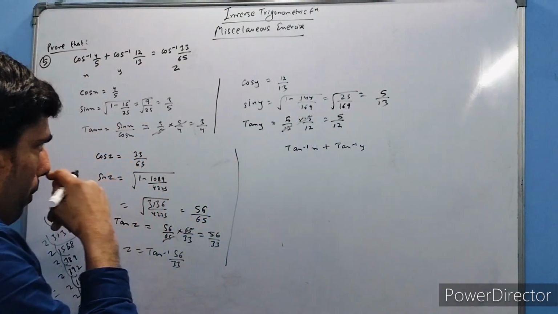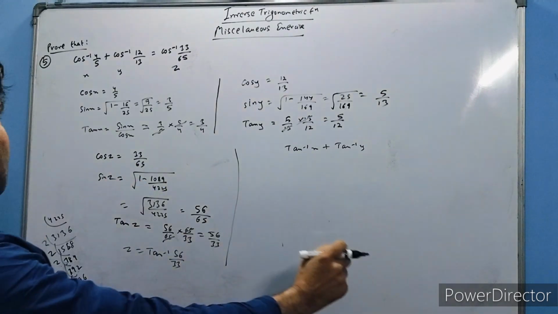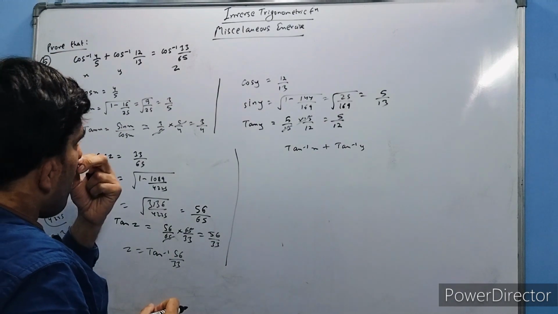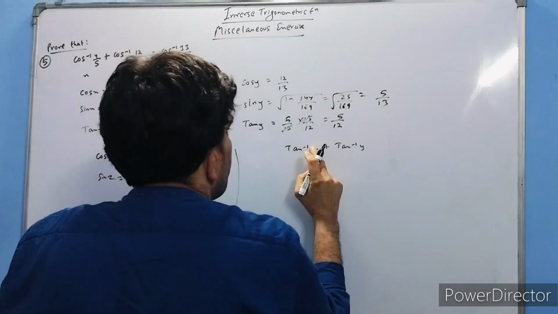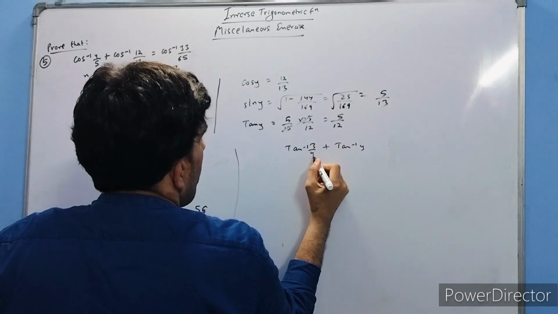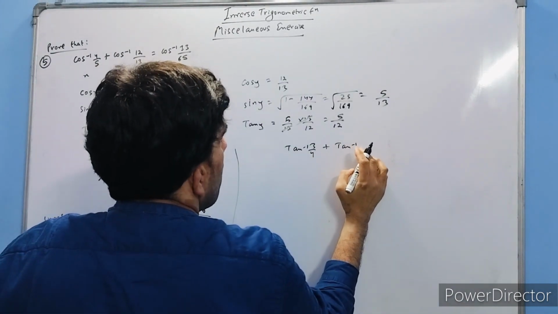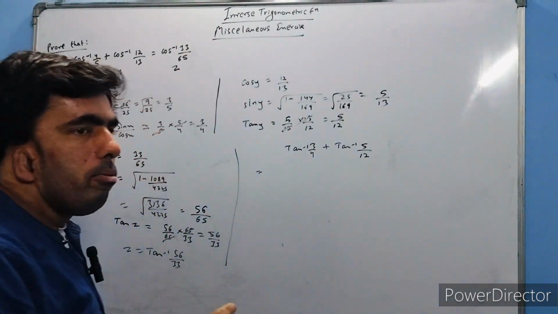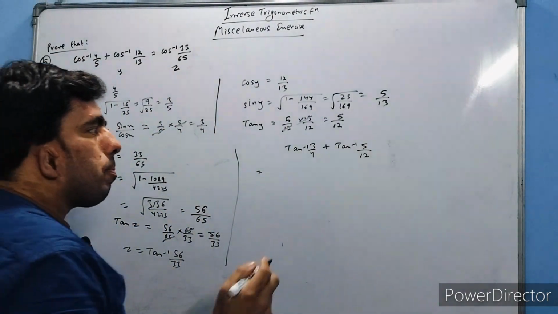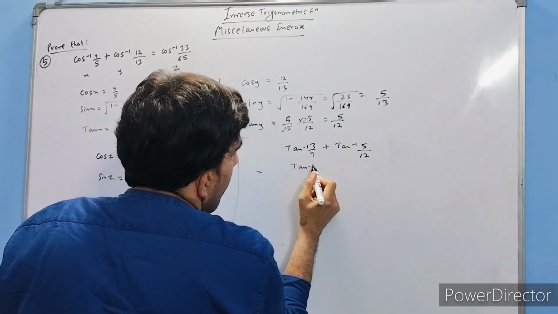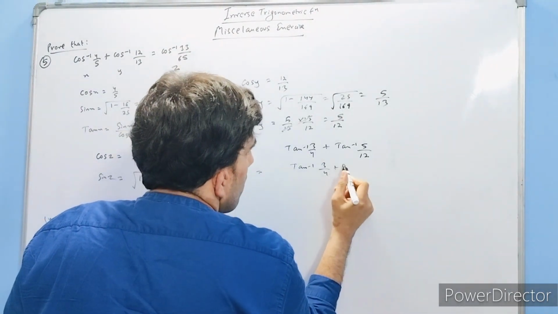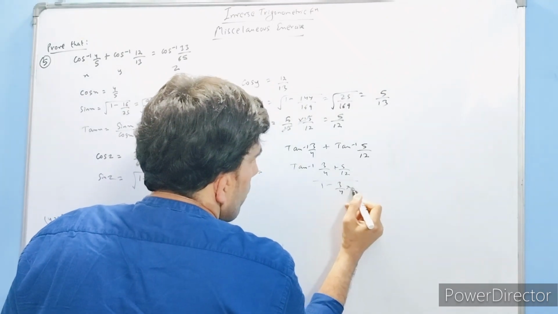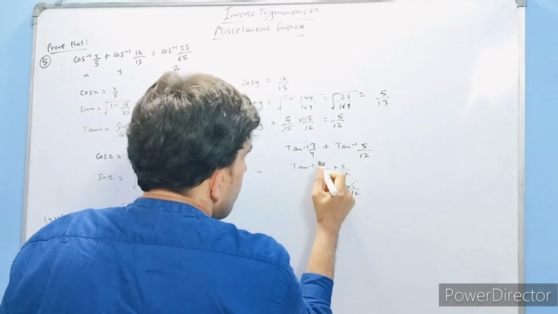Okay, now we have this. We have taken this x, so x is equal to tan inverse, what I got here, tan inverse 3 upon 4. Plus we have tan inverse 5 upon 12. Okay, so now we'll try to put the formula here. Tan inverse x plus tan inverse y will be tan inverse of x plus y upon 1 minus xy. Okay, so I have this.